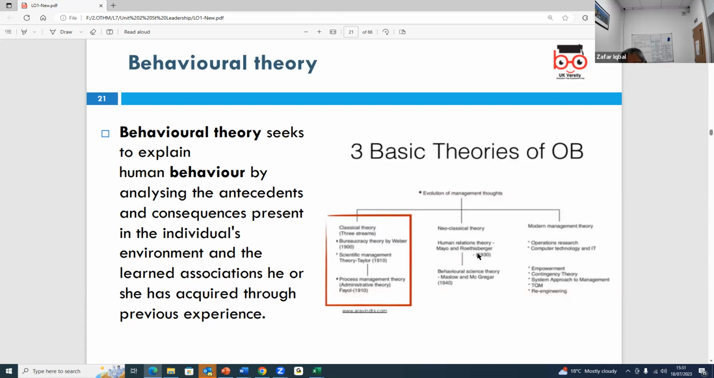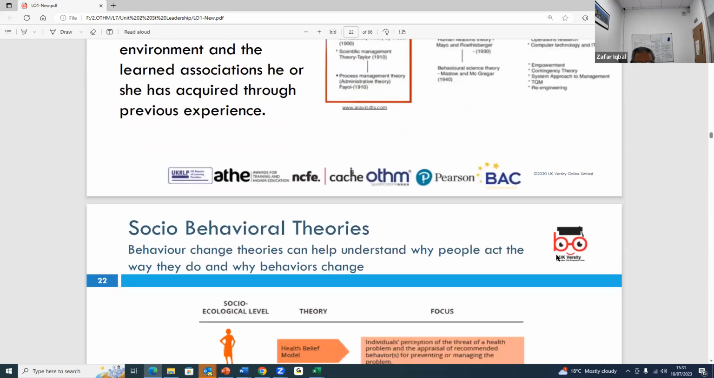Then this developed, from the early 1900s, into modern management theory, with operations, computer technology and IT, empowerment or contingency theory, total quality management, the scientific approach, and re-engineering. So over the years, these behavioral theories have developed from classical to neoclassical to modern systems theory and so on. Okay, so they have changed over the years.